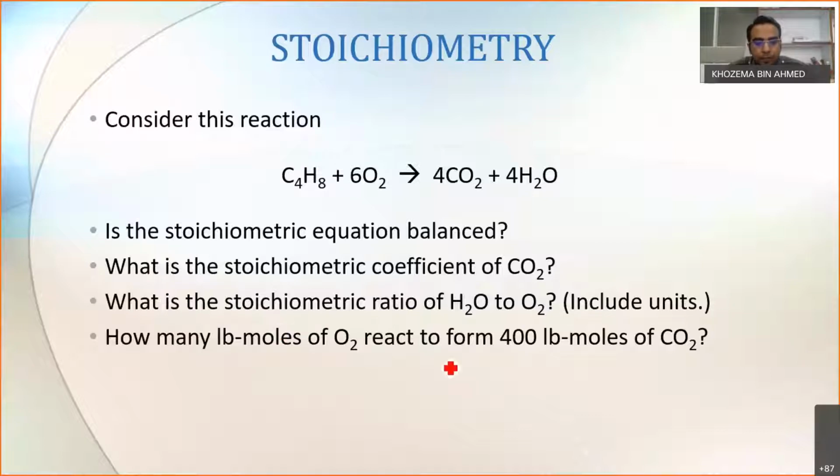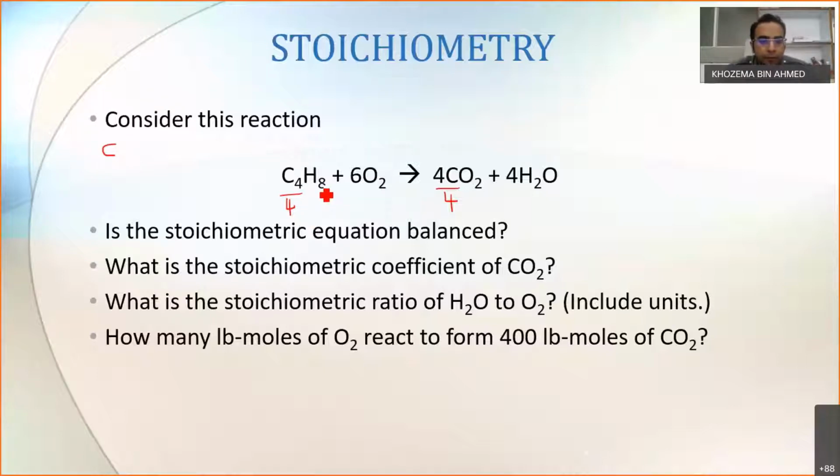The first thing is, is this equation balanced? How do you decide whether the equation is balanced or not? You have to check each and every atom in the equation. First of all, let's say we look at carbon. In carbon here we have 4 carbon, and then we have hydrogen, we have oxygen, and then we have 4 carbon on the right hand side. So I have 4 carbon on the left hand side and I have 4 carbon on the right hand side. So carbon, I know it is balanced.